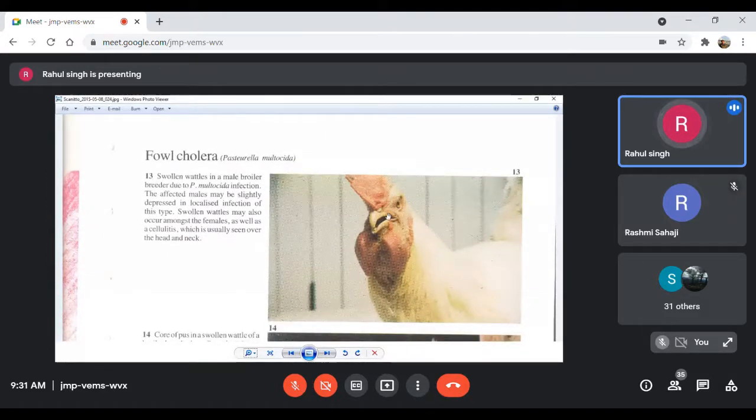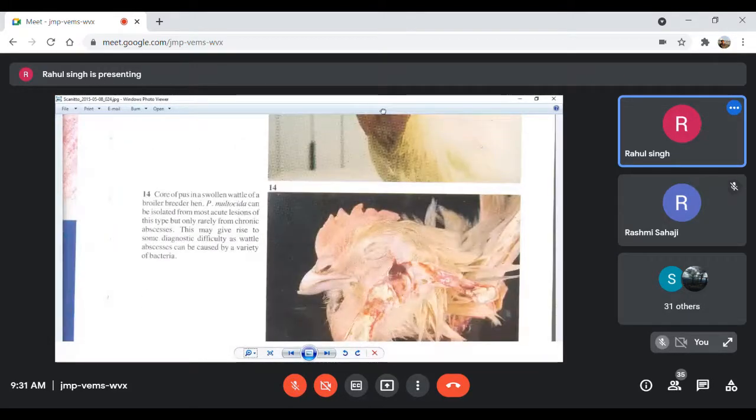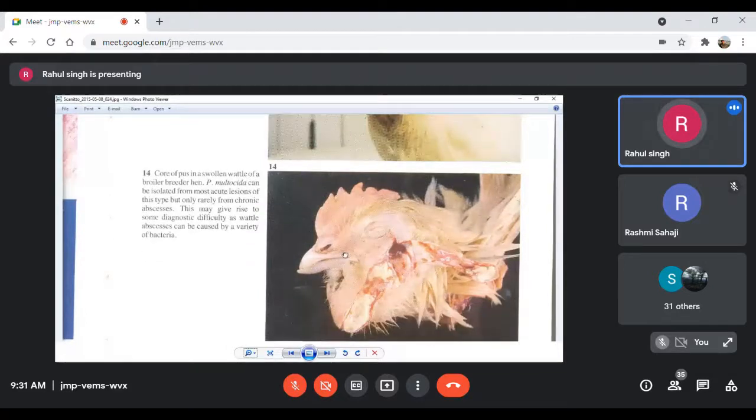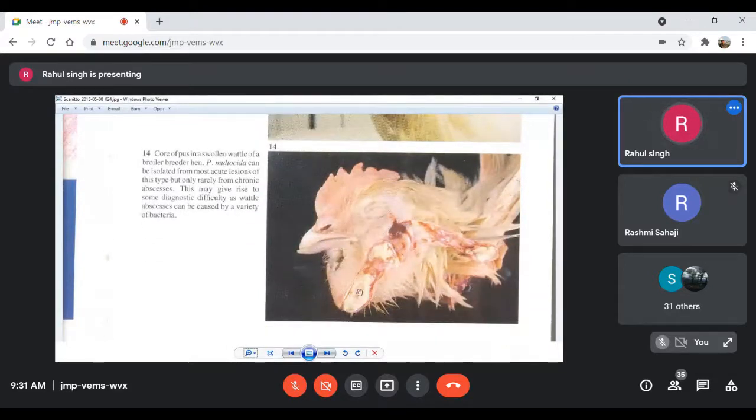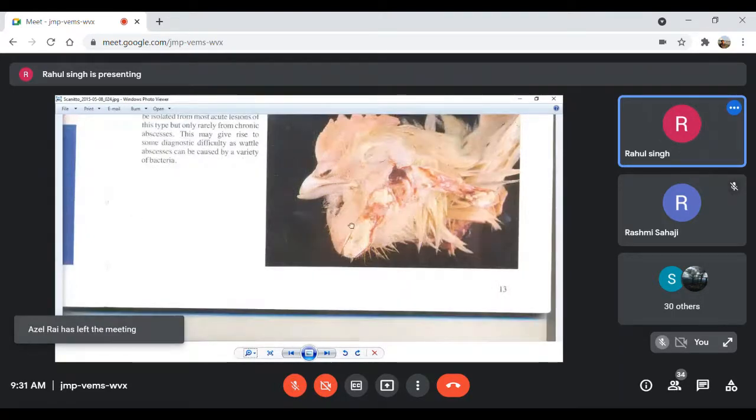This is a cockerel, a rooster, and it is showing swelling of the wattle. This is comb, this is wattle. The wattle is swollen. Intense enlargement of wattle, and you can see it is also necrotic. And when the wattle was cut open, it revealed presence of caseous cheesy mass inside. You can see here. This is an indicator of the fowl cholera.